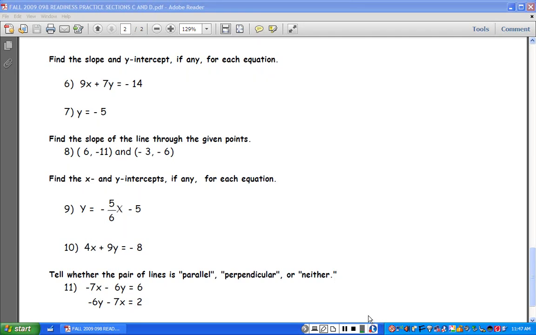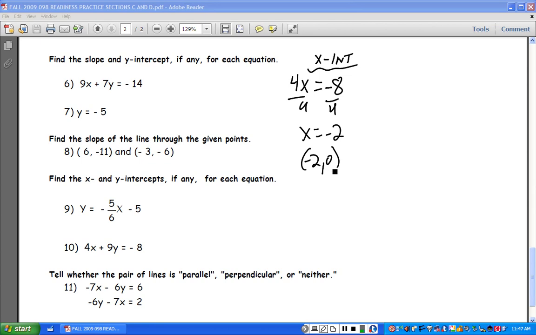Number 10, the equation is already in form for us. So all we have to do is find our intercepts. So first we'll find our x-intercept. So 4x equals a negative 8. Notice I didn't write the 9y. I didn't write the 9y because for x-intercept, y would be 0, and 0 times this 9 would be 0. So this 9y then would disappear for the x-intercept. So that's why I just wrote the 4x and the negative 8. Divide both sides by 4. X equals negative 2. Negative 2, 0 will be my x-intercept.